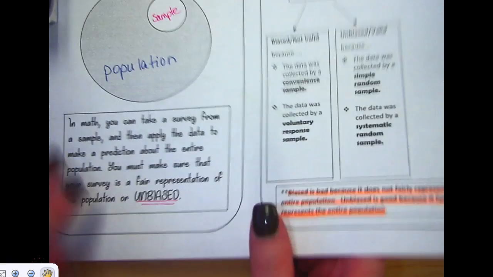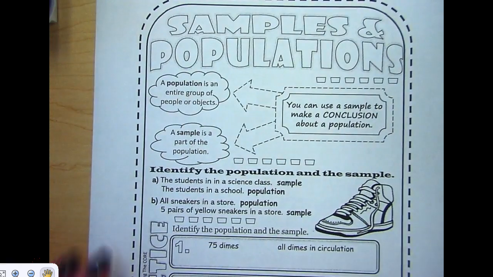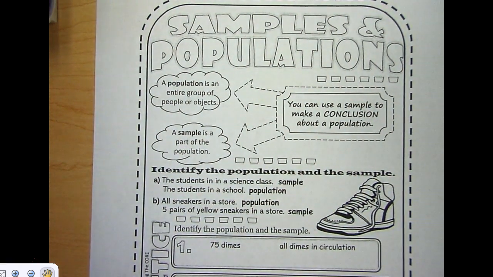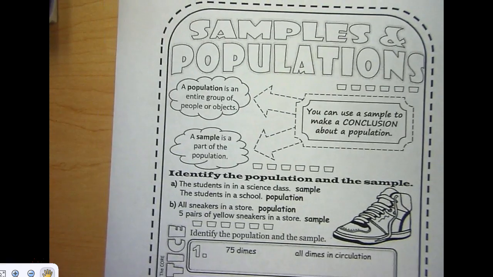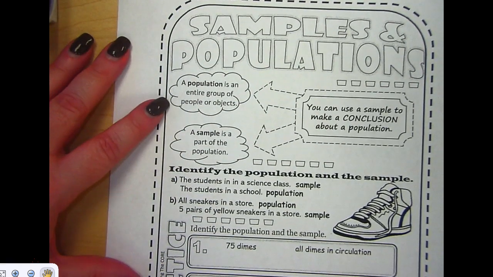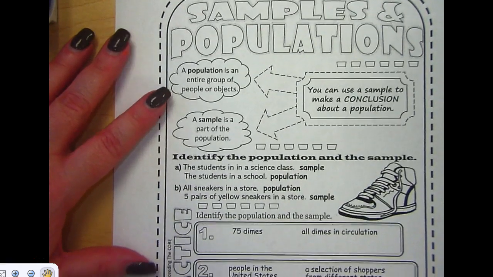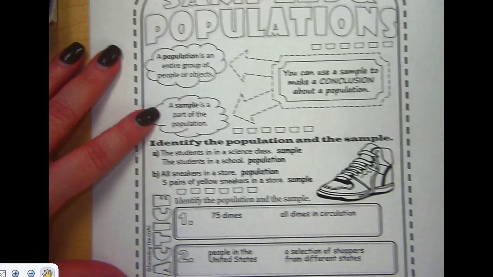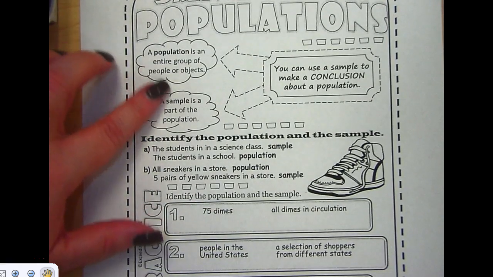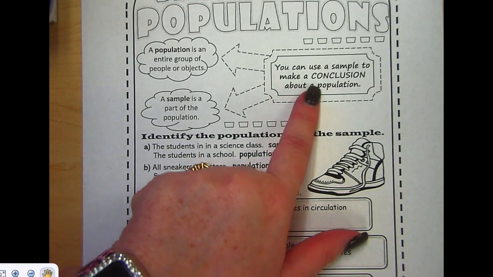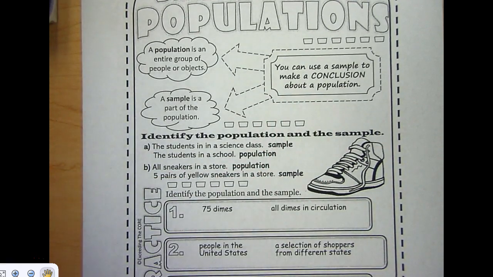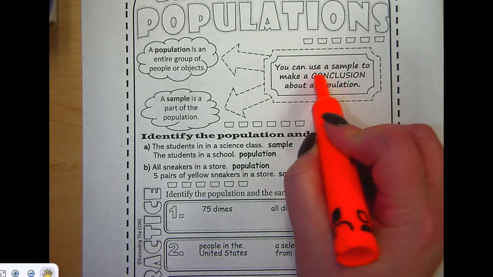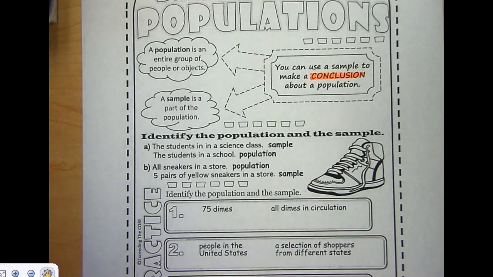Let's look at this one that talks about samples and populations. So we're going to actually try to identify the difference between a sample and a population. So here's just some more notes. A population is an entire group of people or objects. A sample is part of that population. Those are words that you need to know. You can use a sample to make a conclusion about a population, but you can only do so if your sample is collected using valid or unbiased methods.